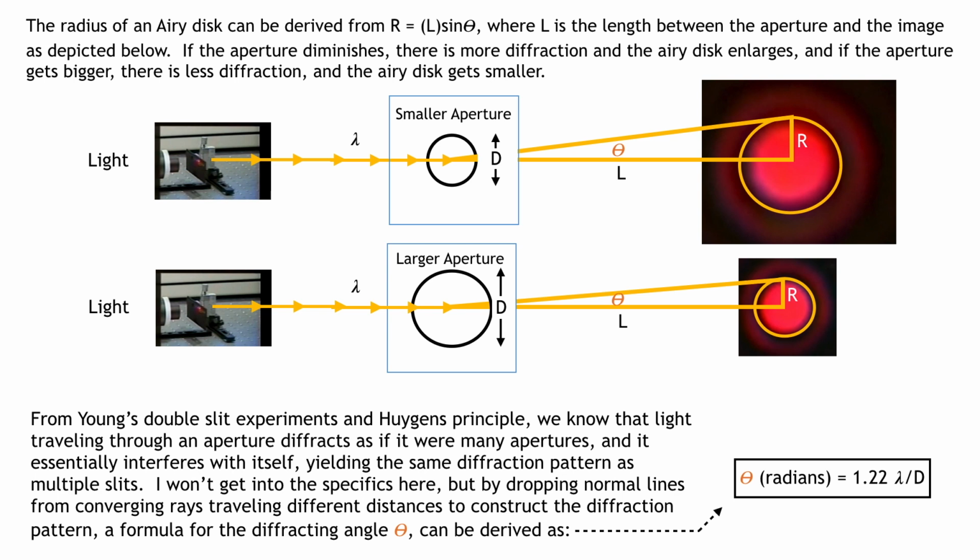So from Young's double slit experiments and Huygens' principle, we know that light traveling through an aperture diffracts as if it were many apertures, and it essentially interferes with itself, yielding the same diffraction pattern as multiple slits. I won't get into the specifics here, but by dropping normal lines from converging rays traveling different distances to construct the diffraction pattern, a formula for the diffracting angle theta can be derived such that theta in radians is equal to 1.22 times the wavelength divided by the diameter of the aperture.